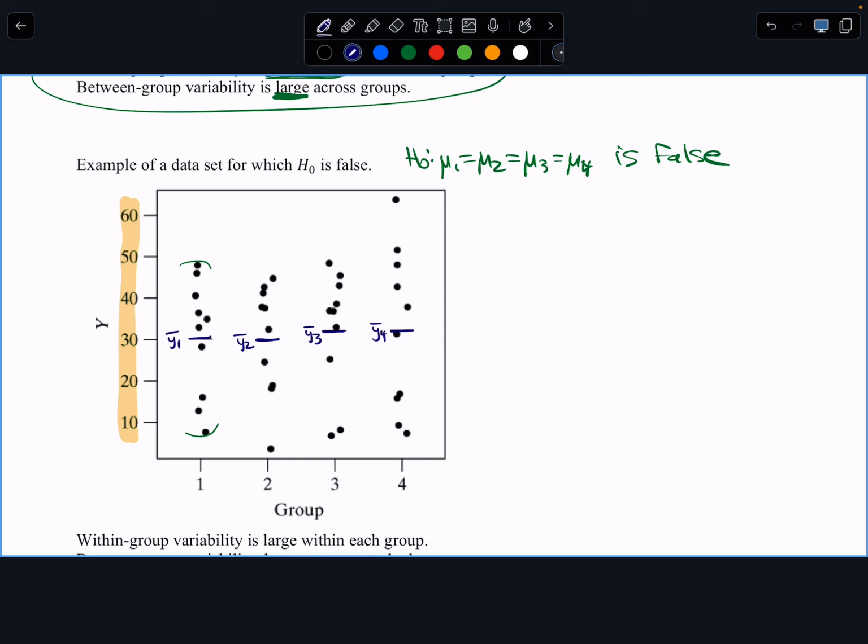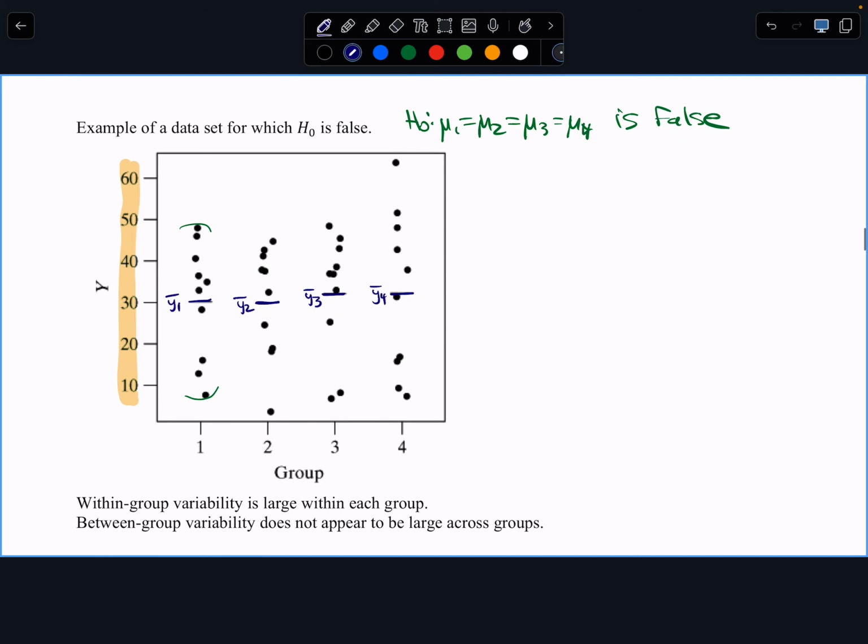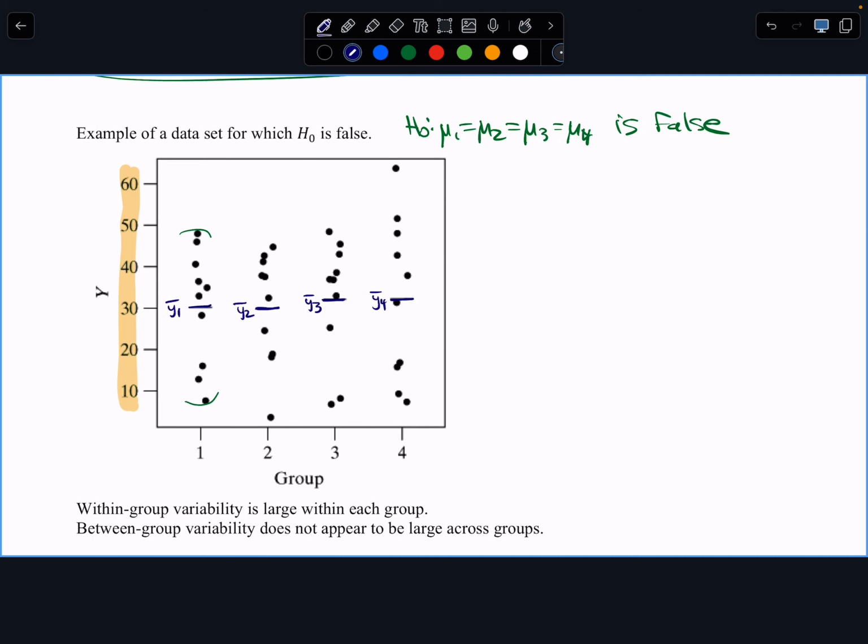What do you say, Caroline? Looks similar. They look similar, right? What about 1 through 4? They look similar to her. Grace? Aaron? Everybody say similar? Right. So relative to the spread within group, our between group values do not appear to be very large across groups. But our null hypothesis is actually false in this case.